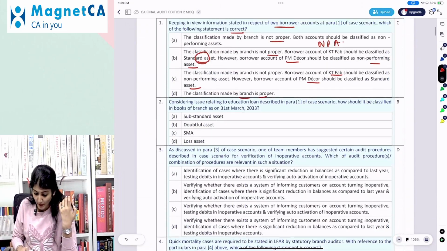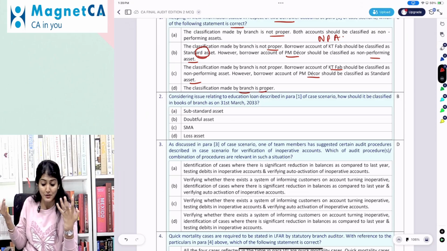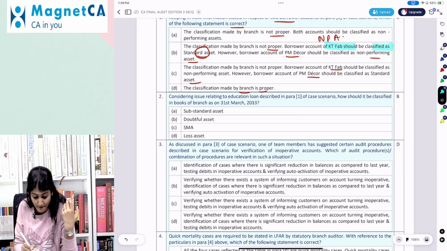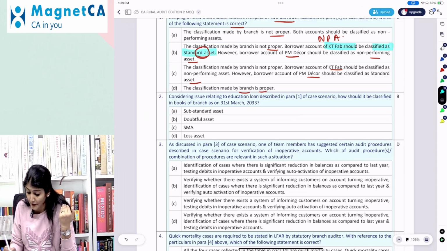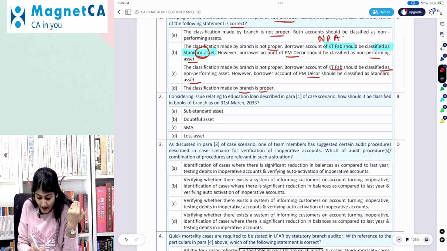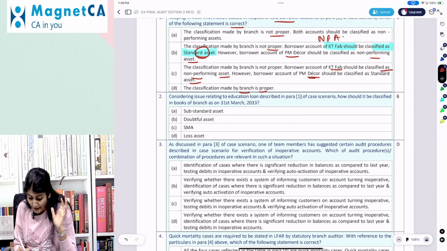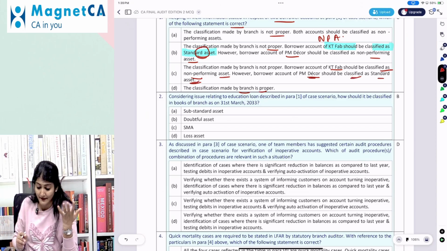Okay, so now what does it say over here? The classification made by the branch is not proper. Borrower account of KT-FAB should be classified as standard asset. No, it is classified as standard asset, it has to be classified as the non-performing asset. So automatically the second one has to be right, that borrower account of PM Decor should be classified as standard asset.